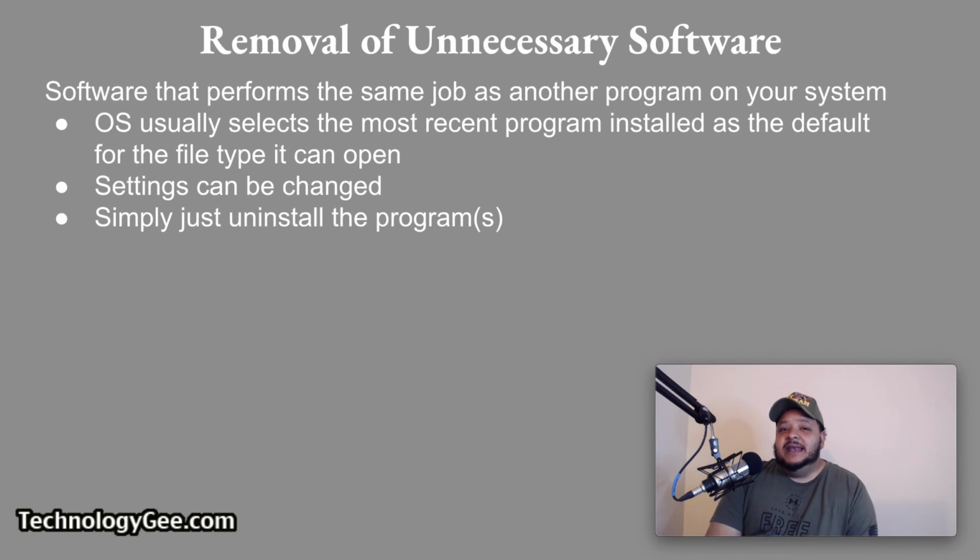Removal of unnecessary software. Unnecessary software is software that performs the same job as another program on your system. One of the problems that happens with software that duplicates what other software does is that the operating system usually selects the most recent program installed as the default for the file types it can open. You can change these settings, but if you find that you're not using one of the programs you installed, just uninstall it. Use the same methods that you use to get rid of unwanted software to get rid of unnecessary software.